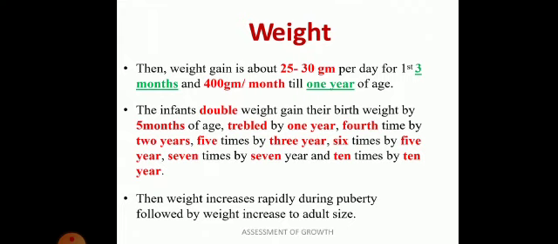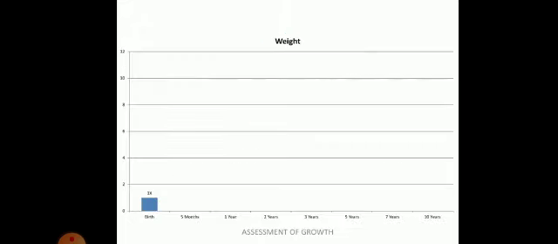Then whatever the weight increase is, it increases rapidly during the puberty phase, and the child will come to adult size. So during puberty it will increase more. Now what is the calculation of 1 time, 2 times, 3 times? Whatever the birth weight is, that will be doubled by 5 months. Okay, it will be tripled by 1 year.